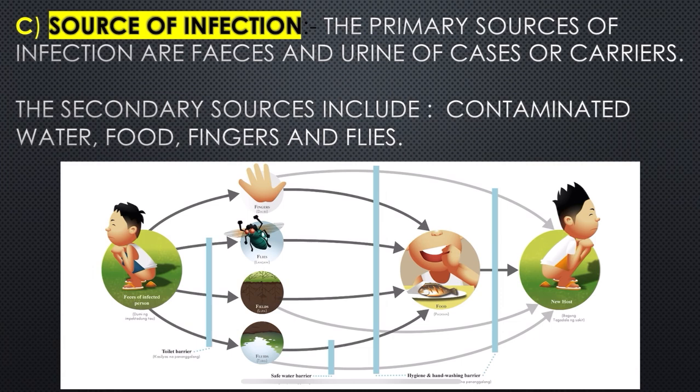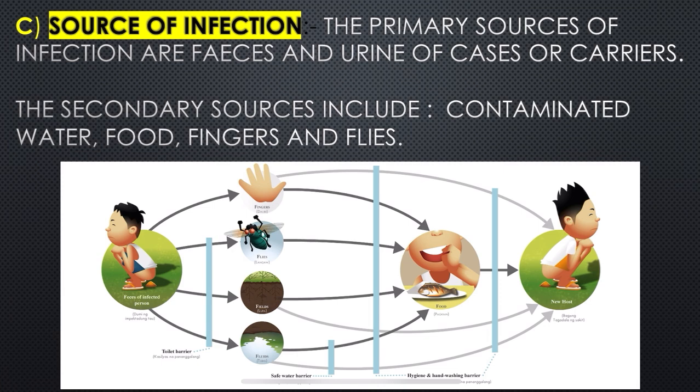Then we will move further to the source of infection. The primary source of infection is the feces and the urine of cases and carriers. We are very well aware of the cases as well as the carriers: convalescent carriers 3 weeks to 3 months, temporary carriers 3 months up to 1 year, and chronic carriers more than 1 year. If these people are shedding the bacilli in the feces and the urine, that can be the source of infection. The secondary sources of infection include water, food, fingers and flies.